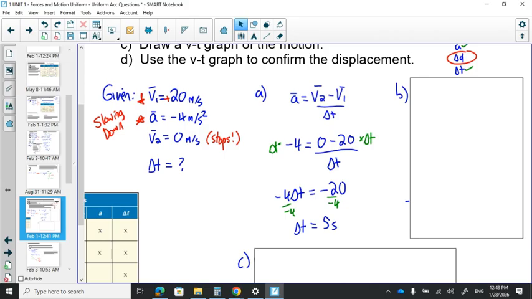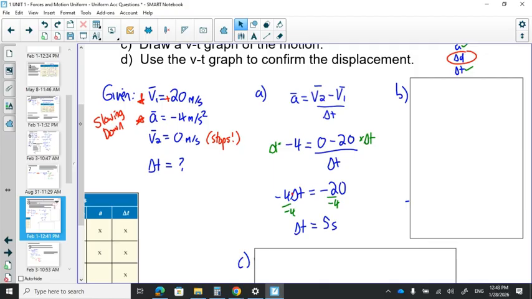We end up with delta t in the bottom, so we're going to undo it by multiplying both sides by delta t, then divide by that -4, because that's a multiplication by a -4, right? You're not adding 4 to get rid of it, you're dividing by that -4, giving you an answer of 5 seconds. So that's the answer for the first part.